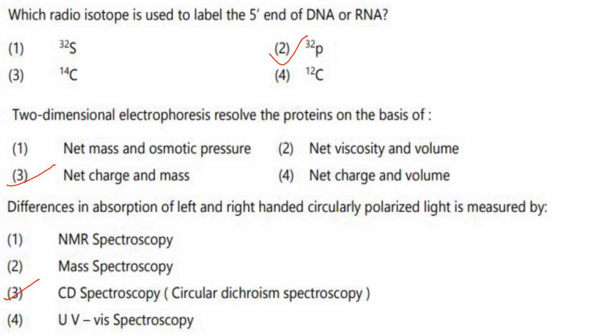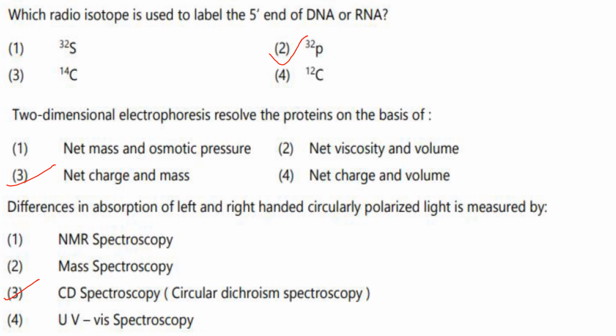Two-dimensional electrophoresis resolves the proteins on the basis of. So two-dimensional, it resolves the protein based on two dimensions. The first dimension is based on isoelectric focusing and separates protein according to their isoelectric point. In the second dimension, you use SDS PAGE and it separates protein according to their molecular weight. So two-dimensional electrophoresis resolves protein on the basis of their net charge and mass. Answer is option 3.